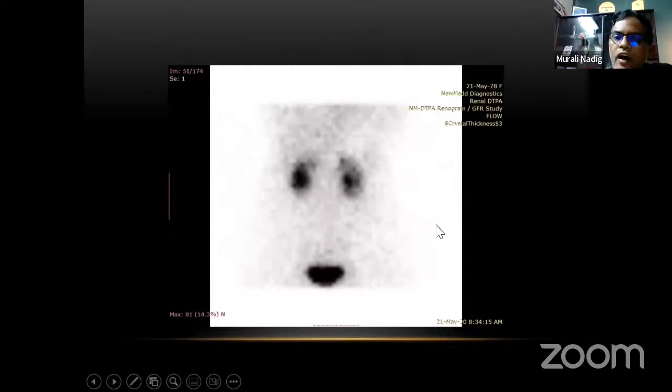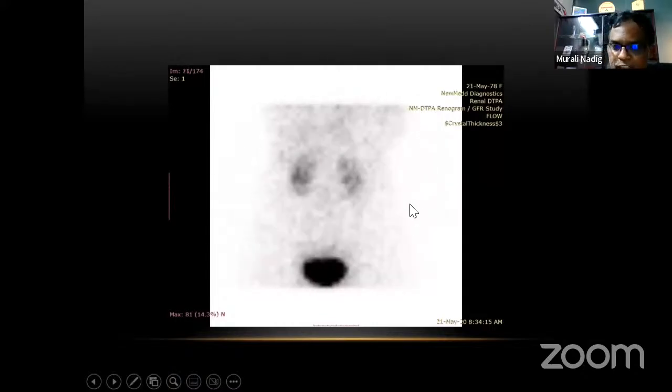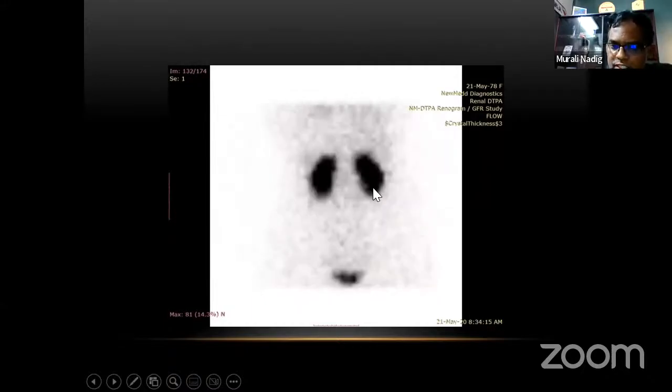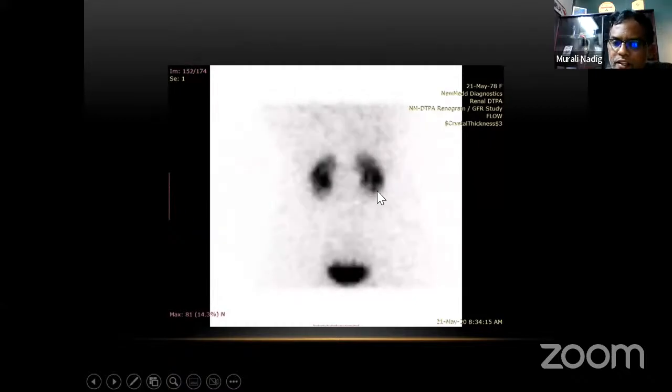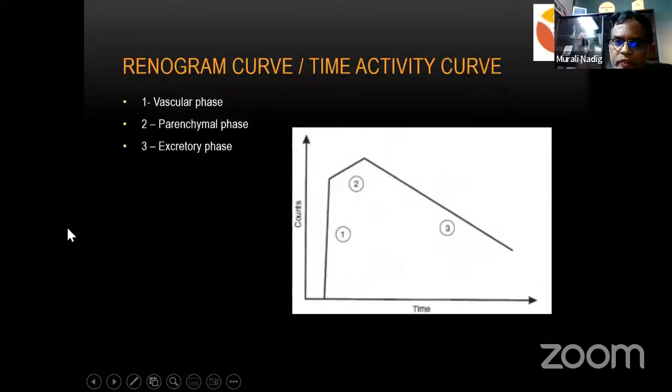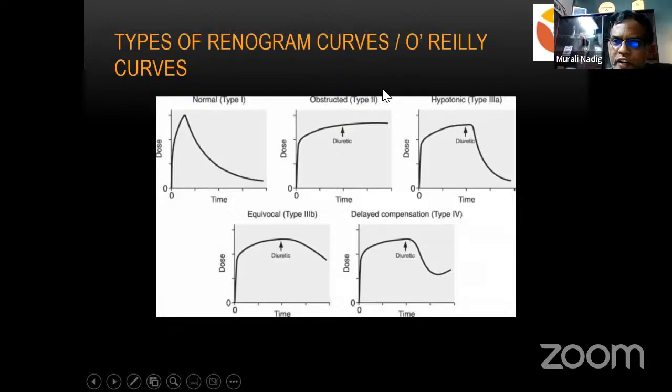This is on a monitor, we also see the cine images. You can very well see both kidneys being perfused almost equally. This is the perfusion phase, then this is the cortical phase. Then there is a clearance phase, from the kidney it is clearing into the bladder. So the renogram curve has a vascular phase, which is shown by the initial upslope, then a parenchymal phase, and then the excretory phase. There are different types of curves, also called O'Reilly curves.